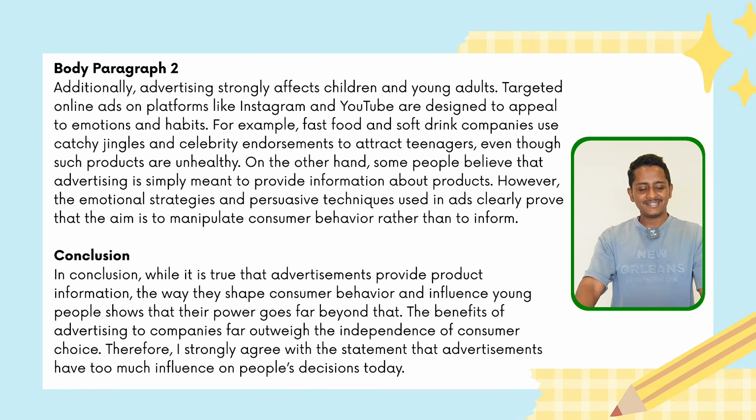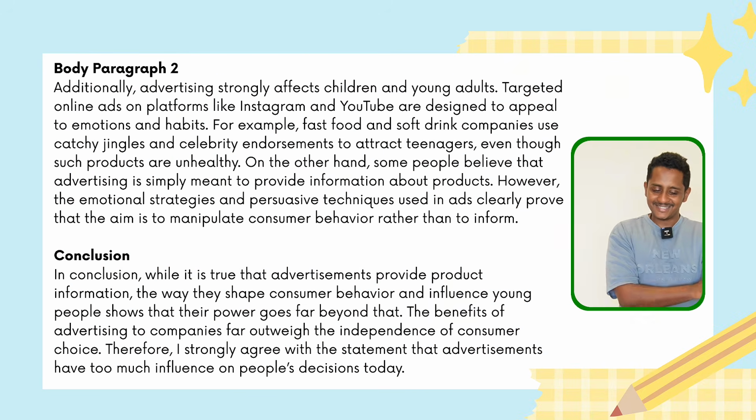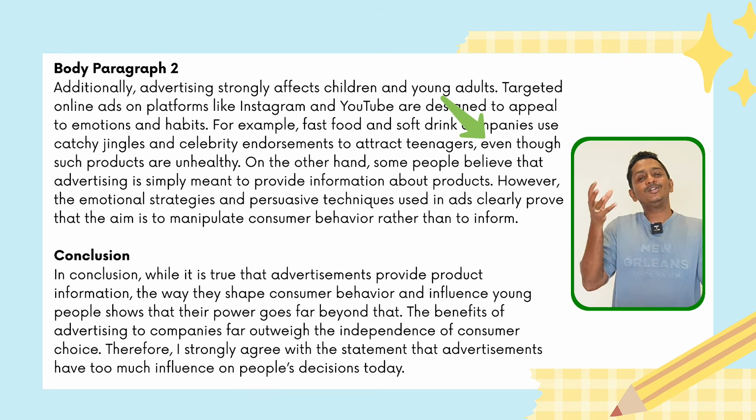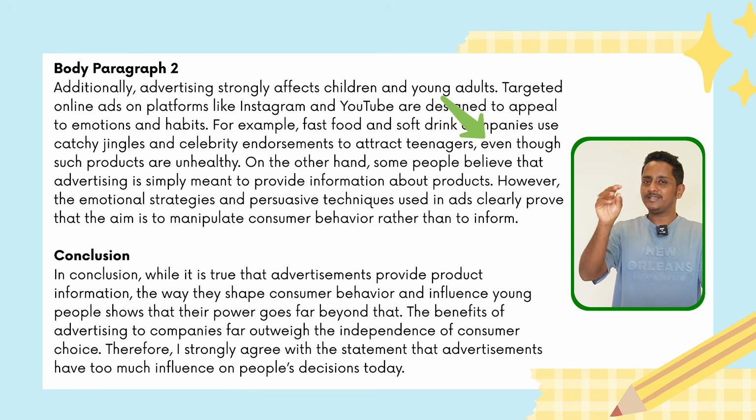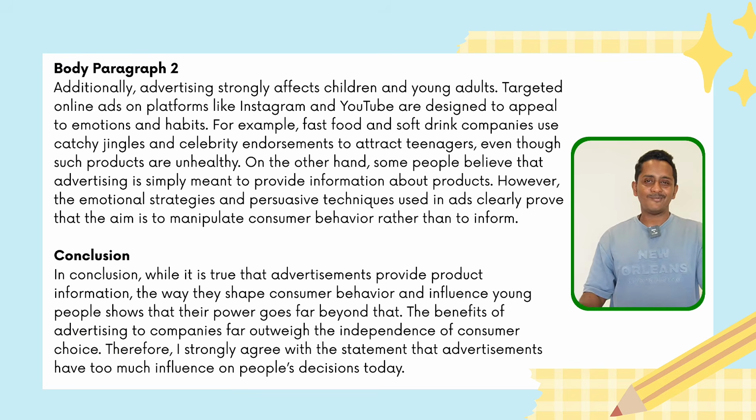Then body paragraph 2. Additionally, another idea: youth plus social marketing. Advertising strongly affects children and young adults. CWES. Claim. Why? Targeted online ads on platforms like Instagram and YouTube are designed to appeal to emotions and habits. For example, fast food and soft drink companies use catchy jingles and celebrity endorsements to attract teenagers, even though such products are unhealthy.